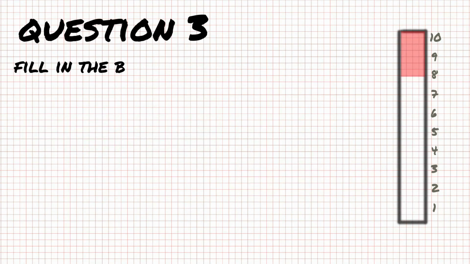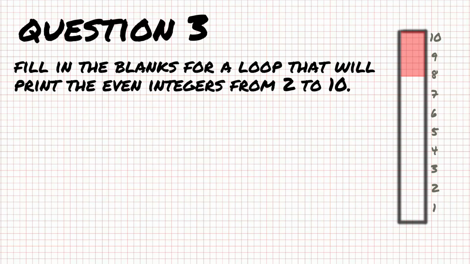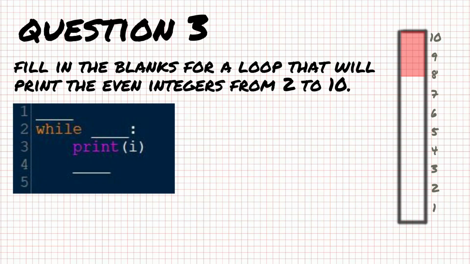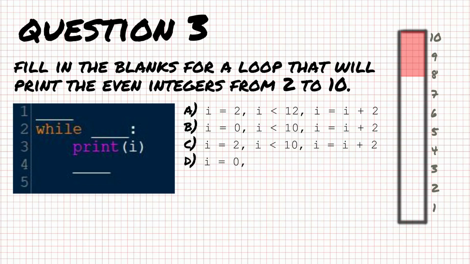Question 3. Fill in the blanks for a loop that will print the even integers from 2 to 10. Blank, while blank, print I, blank. Is it A, I equals 2, I less than 12, I equals I plus 2, B, I equals 0, I less than 10, I equals I plus 2, C, I equals 2, I less than 10, I equals I plus 2, or D, I equals 0, I less than 12, I equals I plus 2?